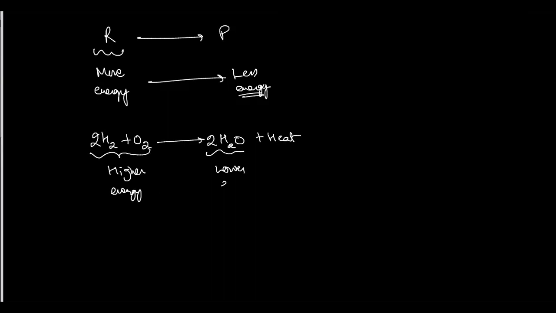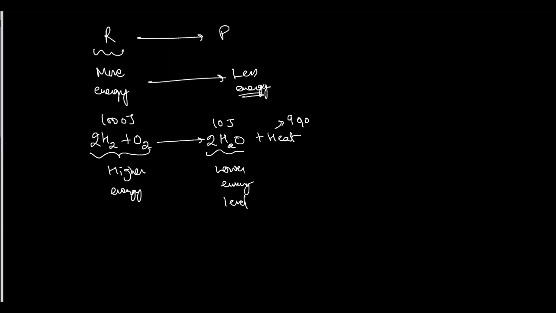Lower energy, that's why energy is released. Suppose the reactants have 1000 joule energy, and now it is converting to a product with 10 joule energy, then 990 joule energy will be released into the environment.